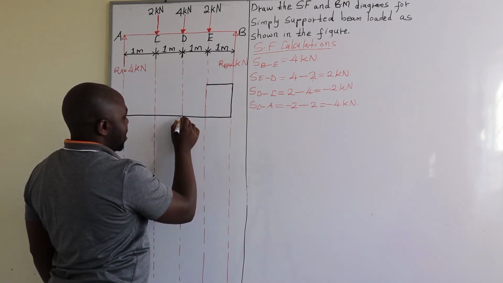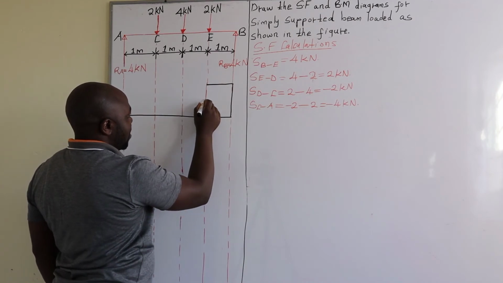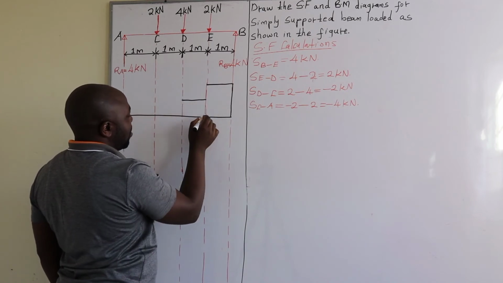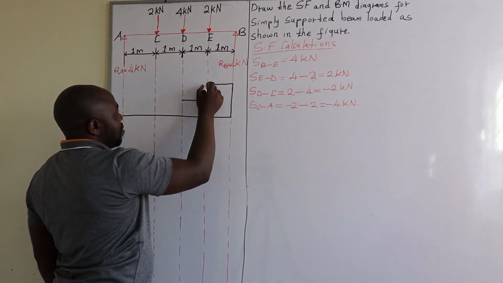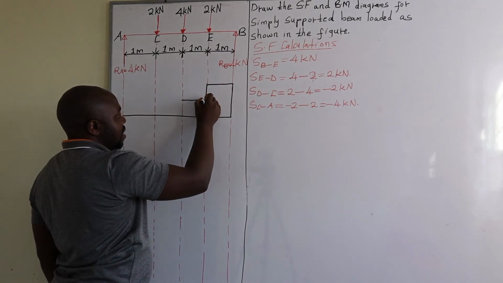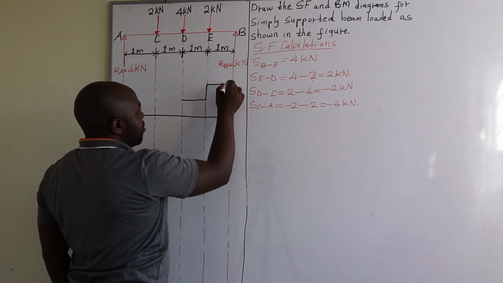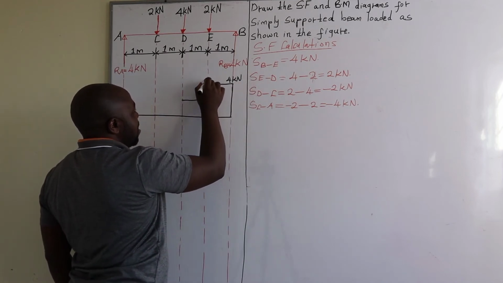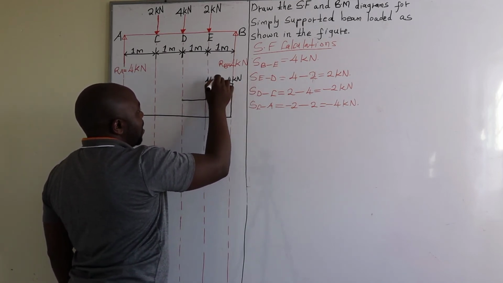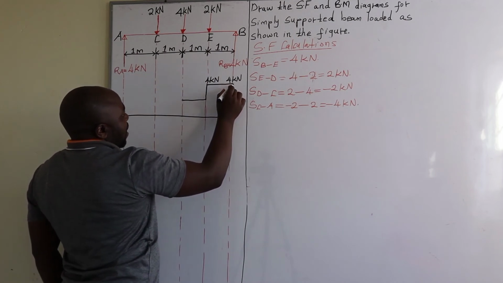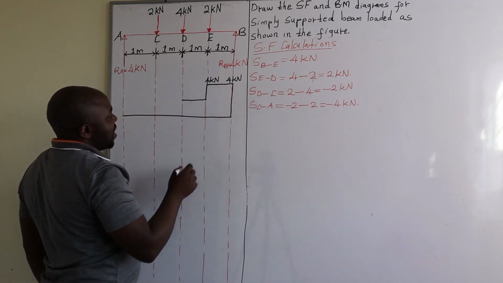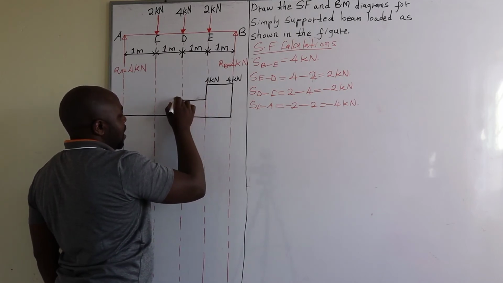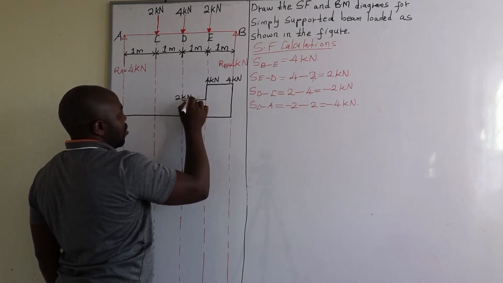Shear force between point D and E, 2 kilonewtons. Approximately at that point, 2 kilonewtons, both at point E and D. So we connect in that form. So we are going to have 4 kilonewtons at point B. We have 4 kilonewtons here. That is the shear force between B and E. Shear force between E and D, we have 2 kilonewtons. So I'm going to write it at this point, 2 kilonewtons.